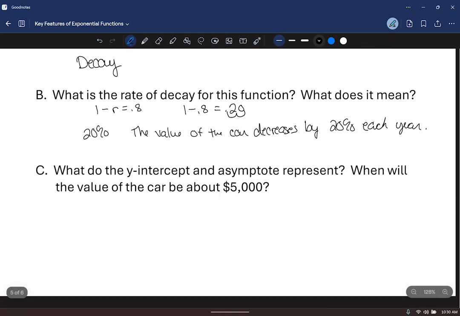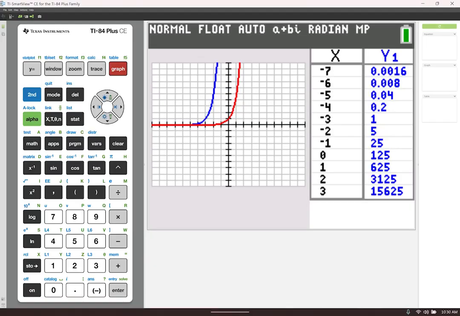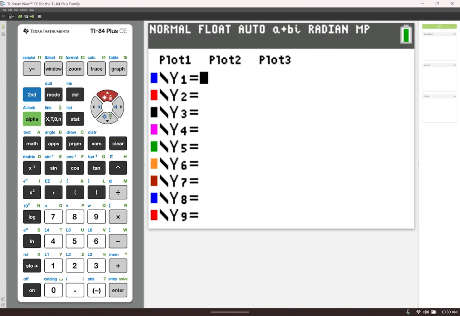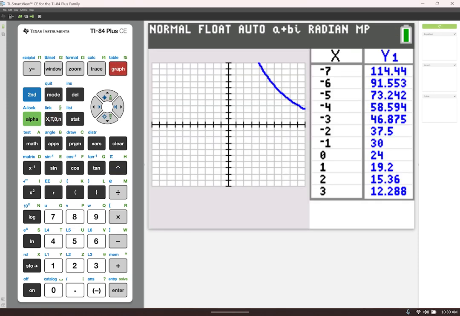All right, what do the y-intercept and asymptote represent, and when will the value of the car be about 5,000? So let's use our calculator to kind of assist us in this. Make sure you take out anything that you might have in there. So we have 24 times 0.8 to the x. All right, so let's talk about the y-intercept first. All right, the y-intercept here is 24.